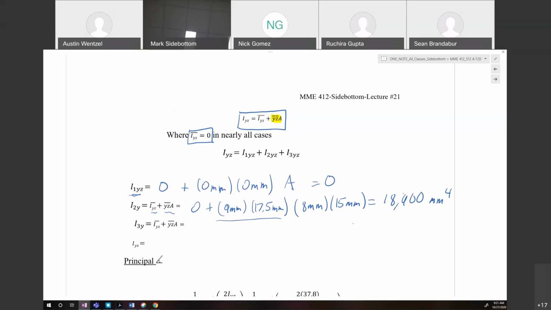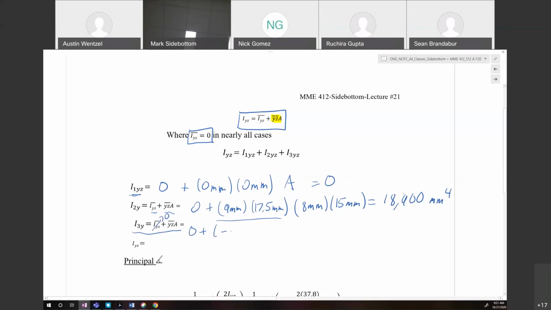Okay. If there's no questions, we'll go on to IYZ. So again, I1, IYZ is going to be 0, and then we're going to be left with YZ times A. So in this case, our Y and Z are going to be negative.